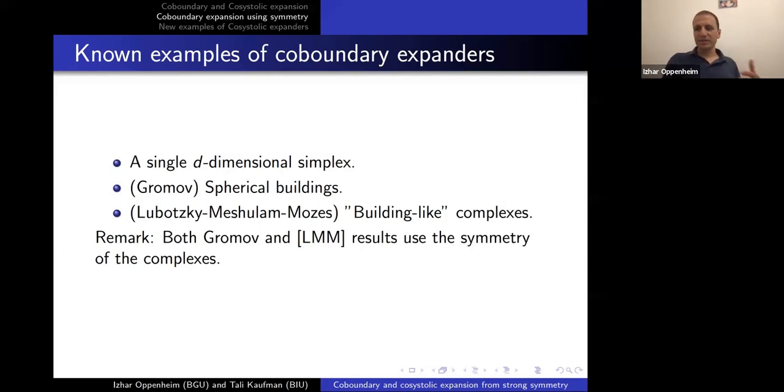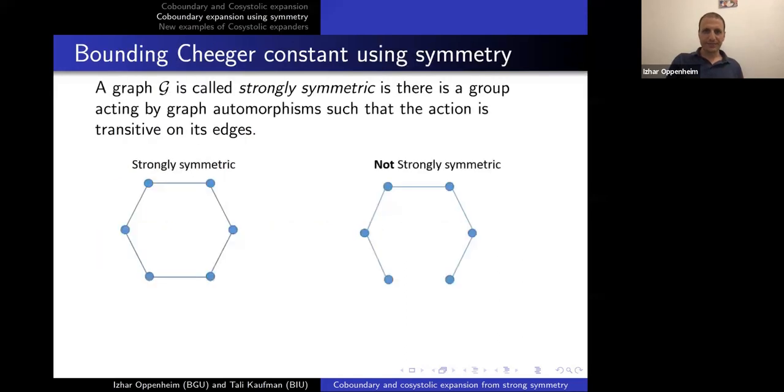And in both Gromov's and the LMM results, what is heavily used is the symmetry. Our idea was to bring forth this use and to understand it. So now I want to start with the classical result: how does symmetry help us when we are trying to bound a Cheeger constant?